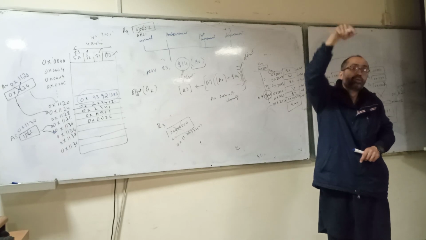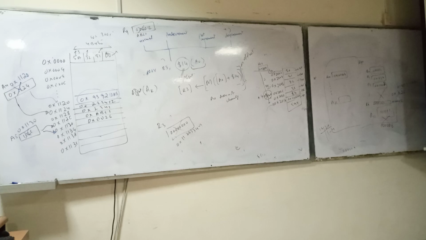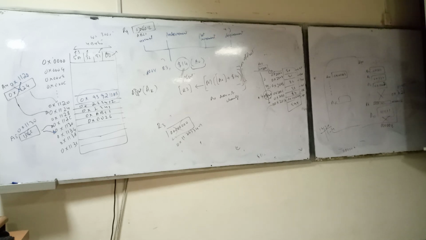It will still point to the base address. But in register indirect with pre-decrement, it will change, and in register indirect with post-increment, it will change. Why? In pre-decrement, first the register is changed, then accessed. In post-increment, first the element is accessed, then incremented. Now see, there is a little bit of difference. Did you understand this or not?